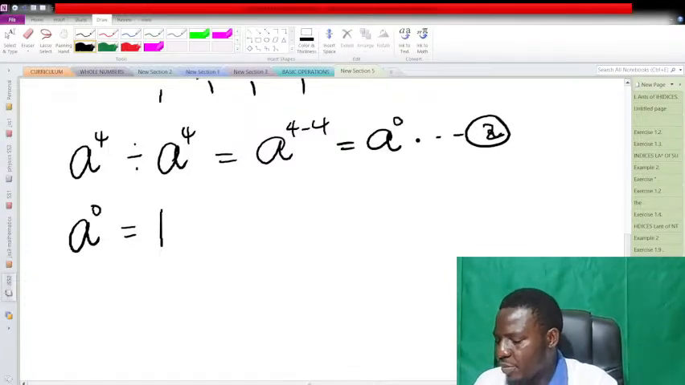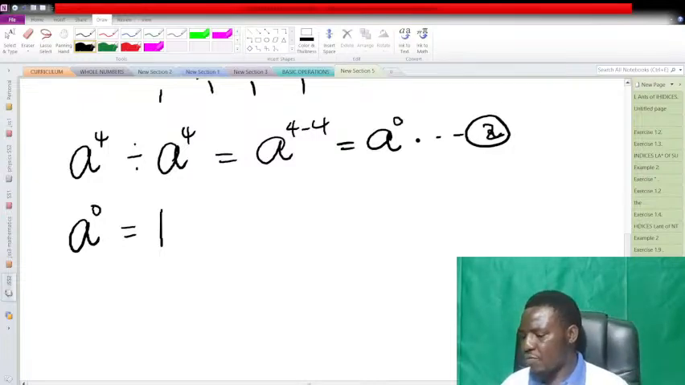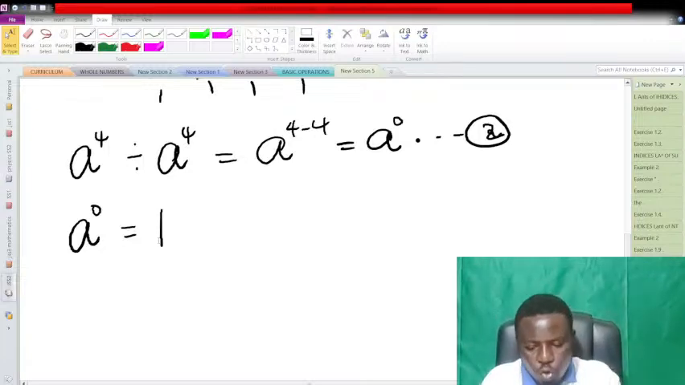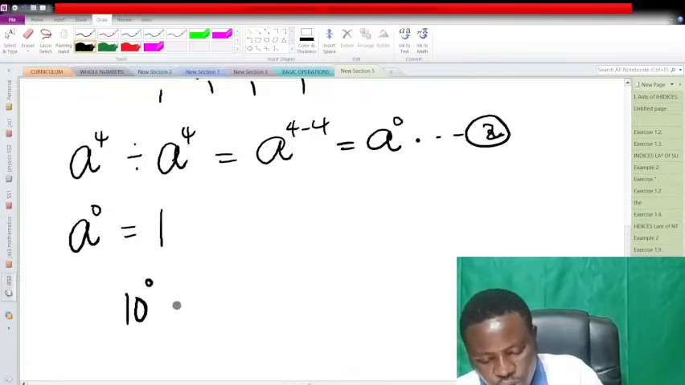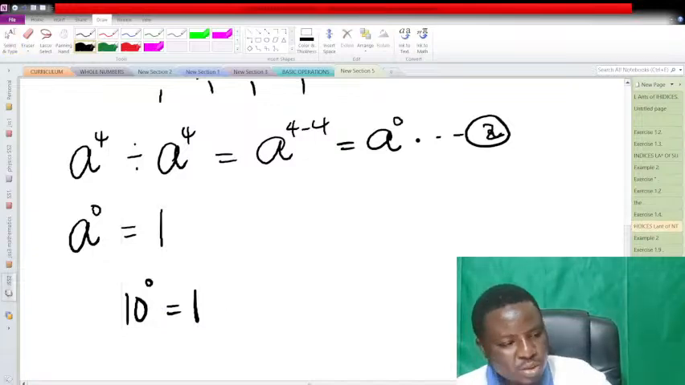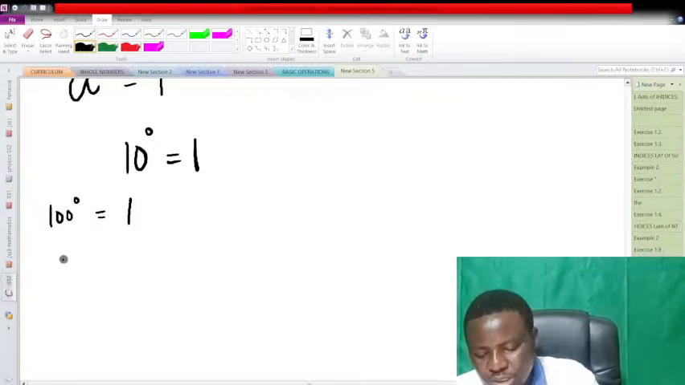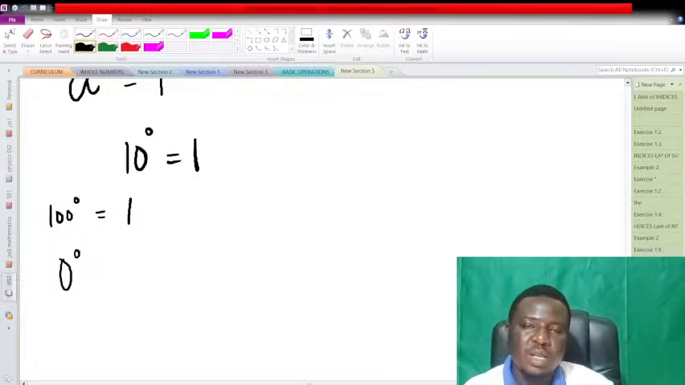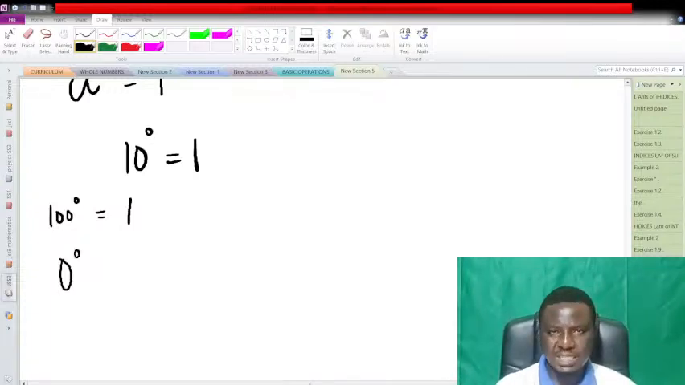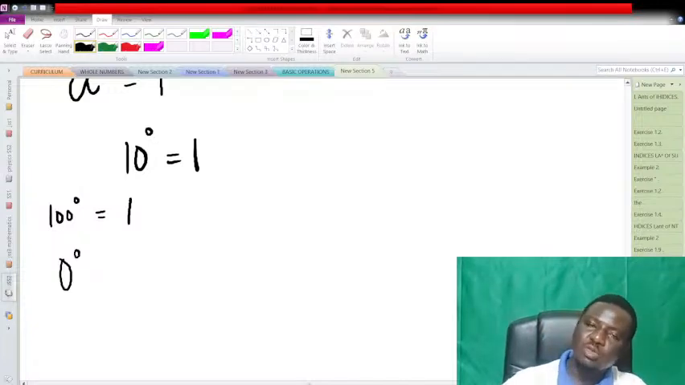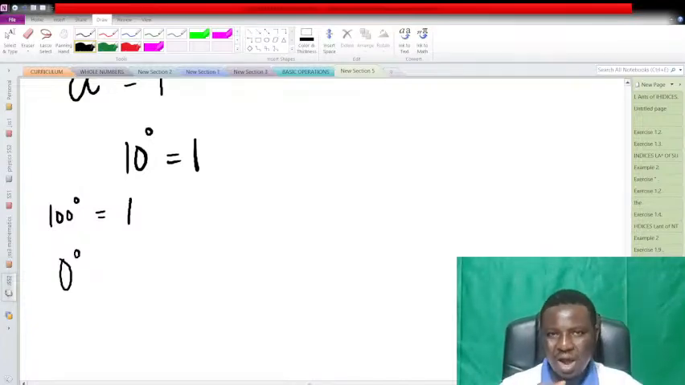And in general, any number apart from 0 itself raised to the power 0 has a value of 1. So be it 10 raised to the power of 0 is equal to 1. Be it 100 to power 0, 100 to power 0 is equal to 1, except 0 to power 0. And I think 0 to power 0 can be said to be undefined. But any other number or letter or alphabet, whatever you want to call it, raised to power 0 is said to be 1.